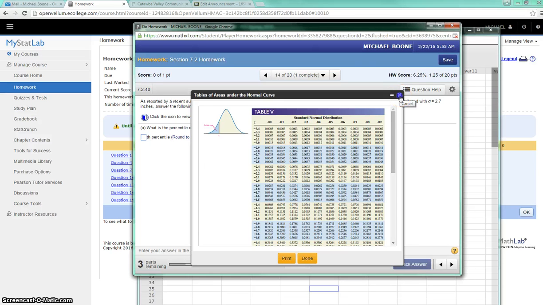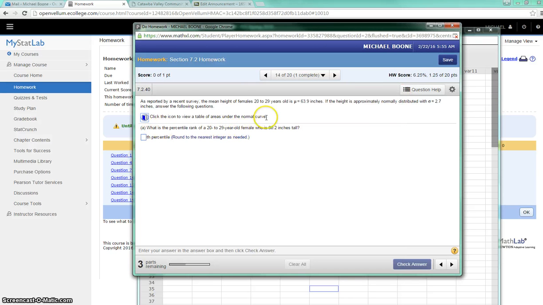If you haven't found out yet, I like StatCrunch. So we have the mean is 63.9, a standard deviation of 2.7. What is the percentile rank of someone who is 60.2? So what percentile rank? That would be going from the left. Where do they fall? And so we have 63.9, 2.7, and then our x in this particular case is the 60.2.